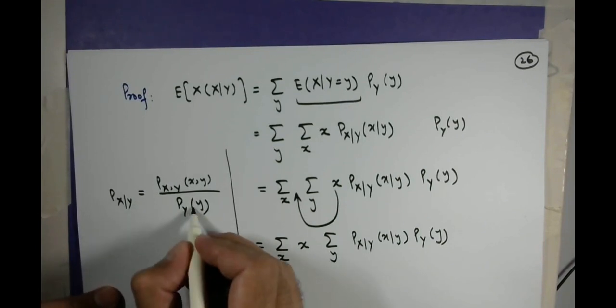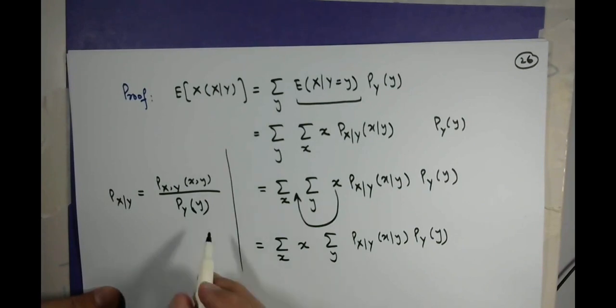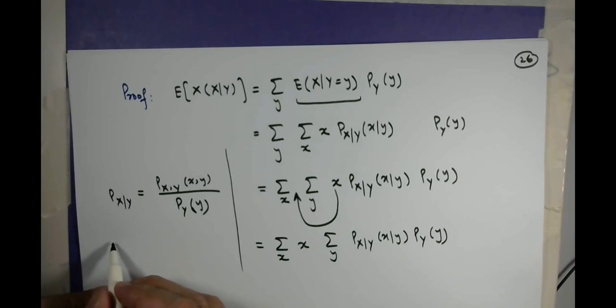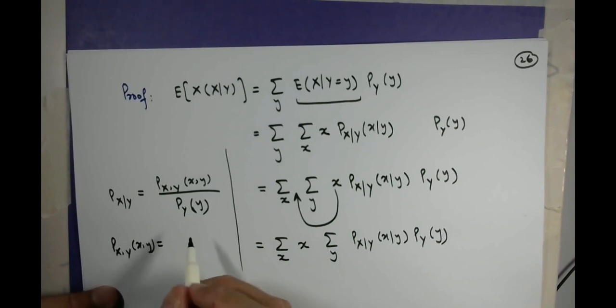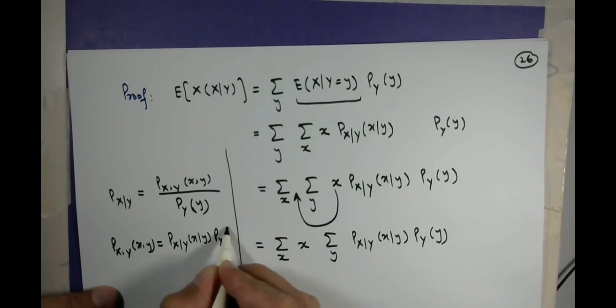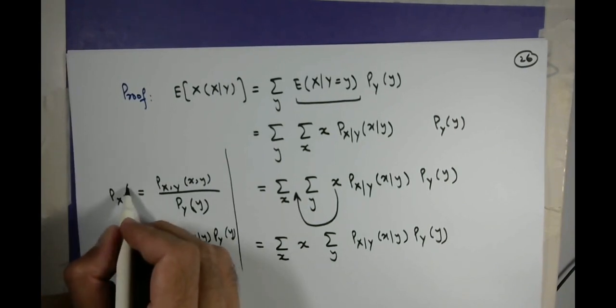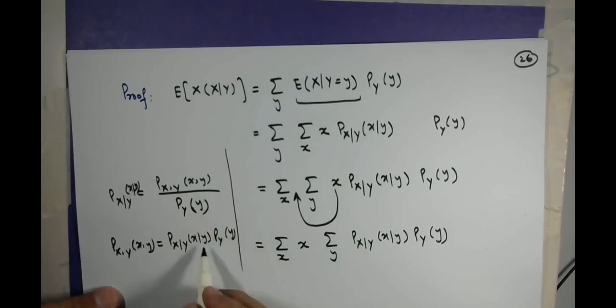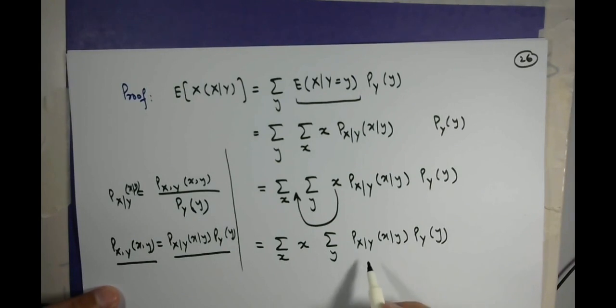This is the formula that we have already discussed many times. So now you see, you can write this as p sub x comma y of x comma y as p sub x given y of x given y times p sub y of y. This is x given y. So you see, all this can be written as this. So what we see here is all this is nothing but the joint distribution of x comma y.